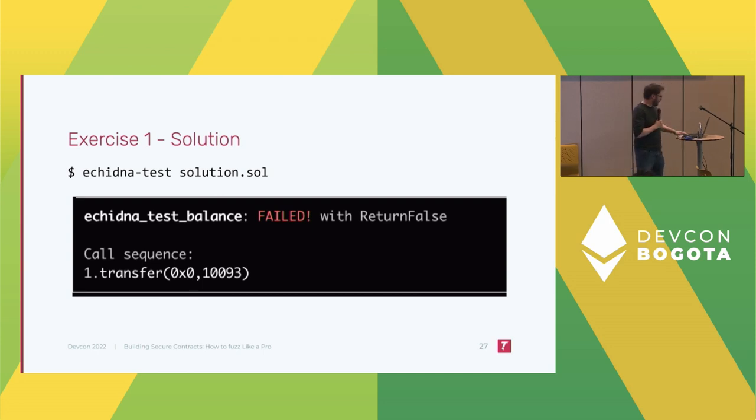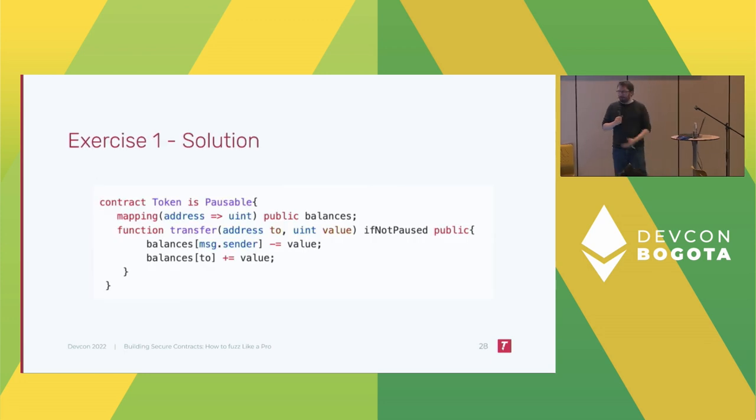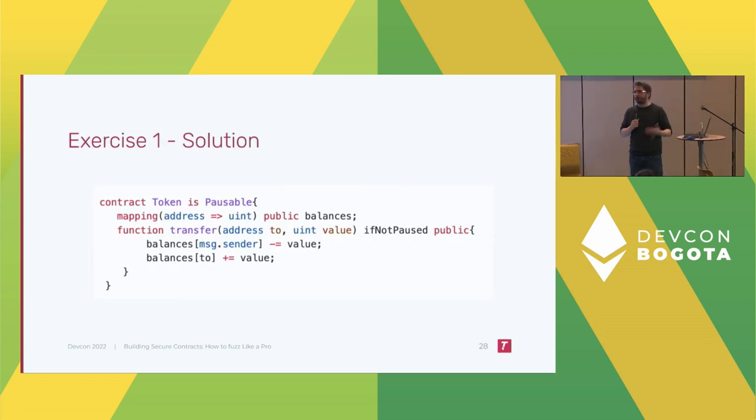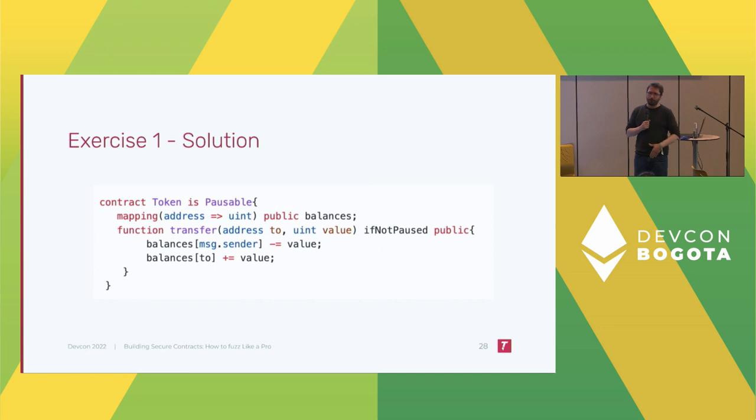So what happened here? This was compiled with Solidity 0.7, so there is no overflow and underflow protection. There is an underflow problem here, where if you try to send more tokens than you have in your balance, the balance is going to underflow, and you have a really large balance.